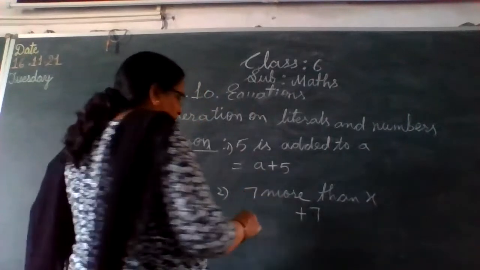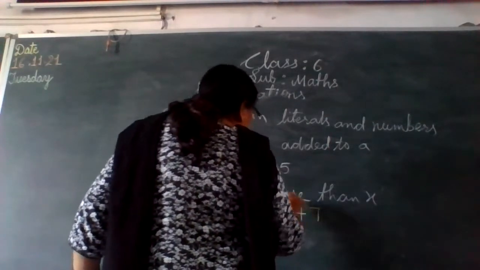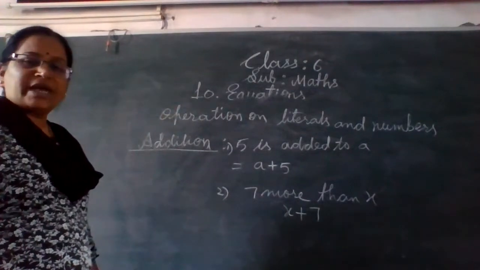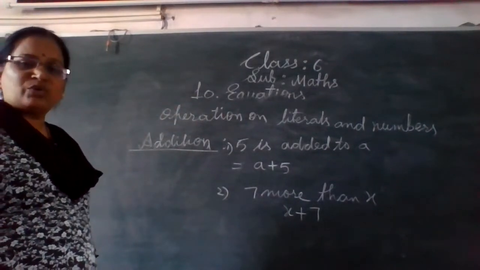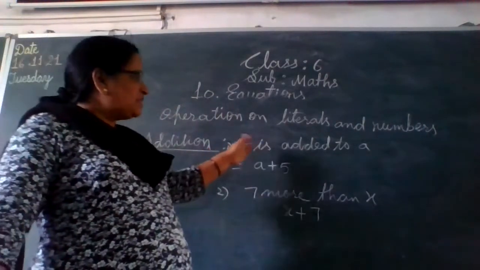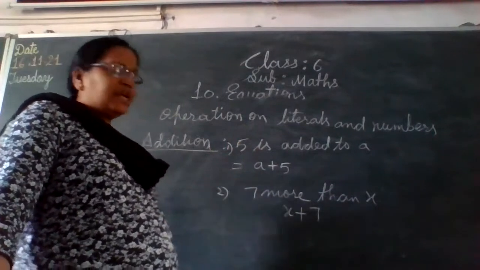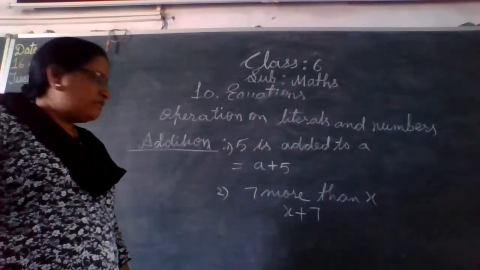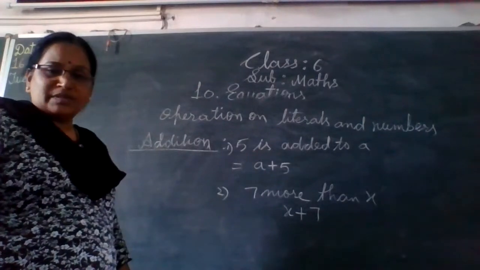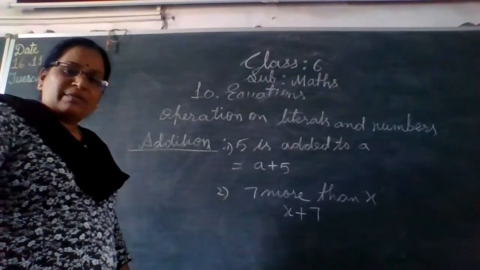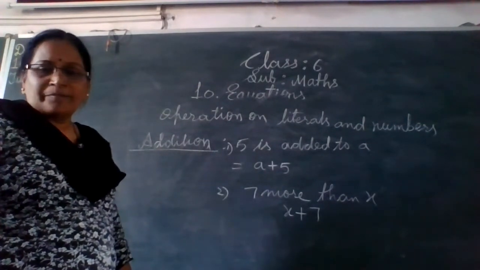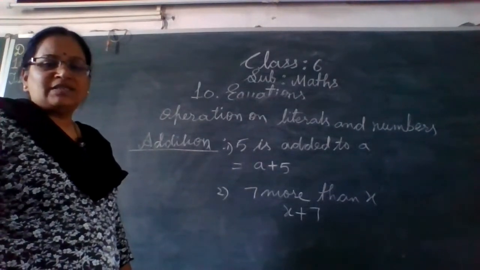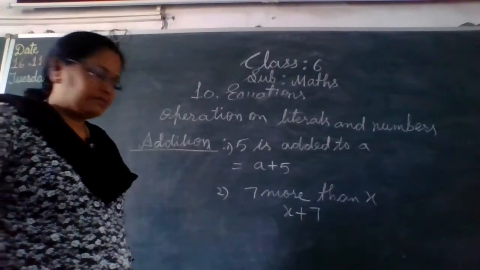Then what, beta? X. So how will you write? Or you can say, what is the algebraic expression for 7 more than X? 5 is added to A, 7 is more than X. So what are they? They are the algebraic expressions where we use letters, numbers, and fundamental operations. Got it, children? So 7 more than X is X plus 7.